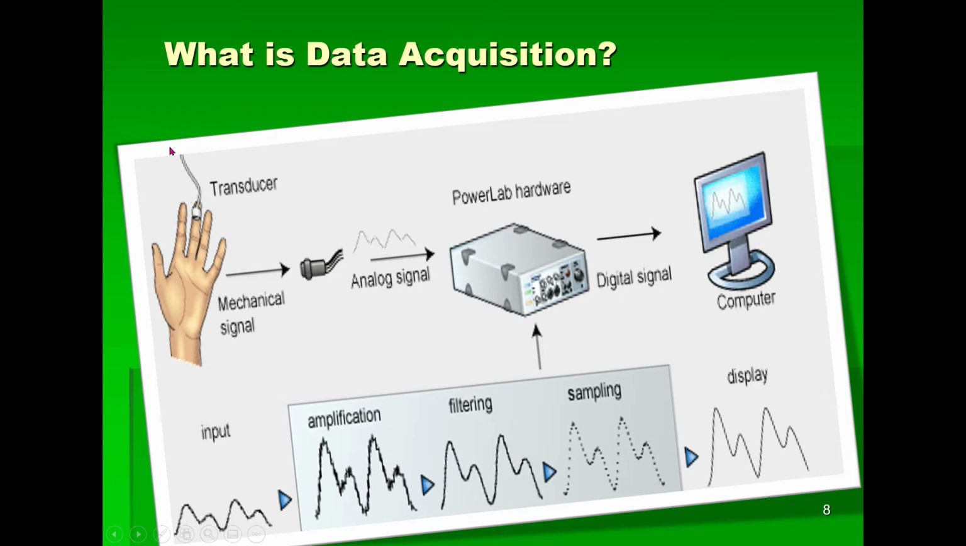A transducer can be any device that we can attach. It means if you are taking the recording from the finger, then this will be our device that catches the data from the finger and transfers it to the PowerLab. So what does the transducer do? First of all, this is the close picture of the transducer. The transducer picks the signal from the finger, and these are mechanical signals.